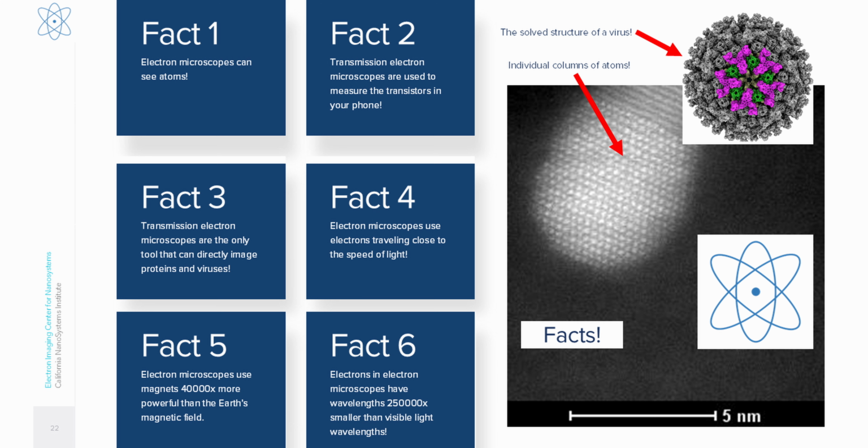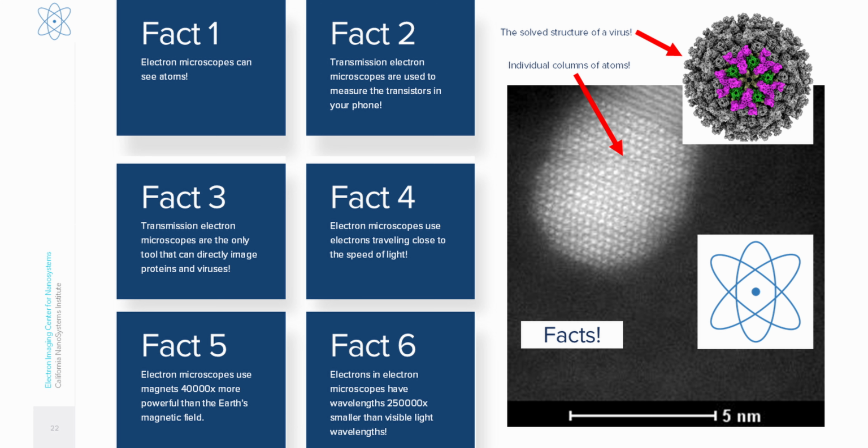So if you ever asked what the purpose of basic research is, well, the purpose of basic research can be that 100 years later, your crazy ideas actually go into a tool that helps understand transistors, and helps understand viruses every single day. Okay. Fact 5, electron microscopes use magnets 40,000 times more powerful than the Earth's magnetic field.